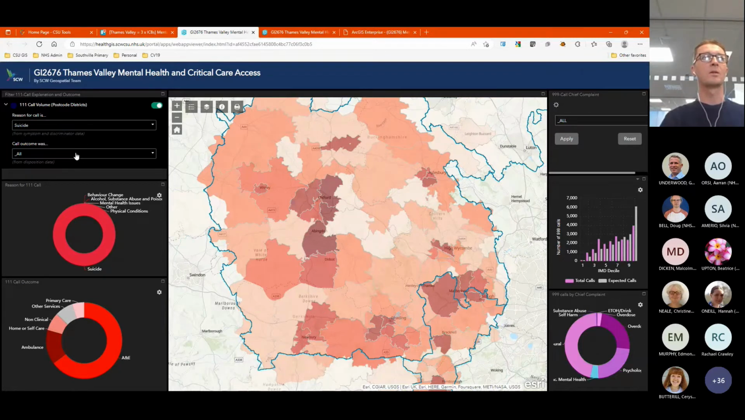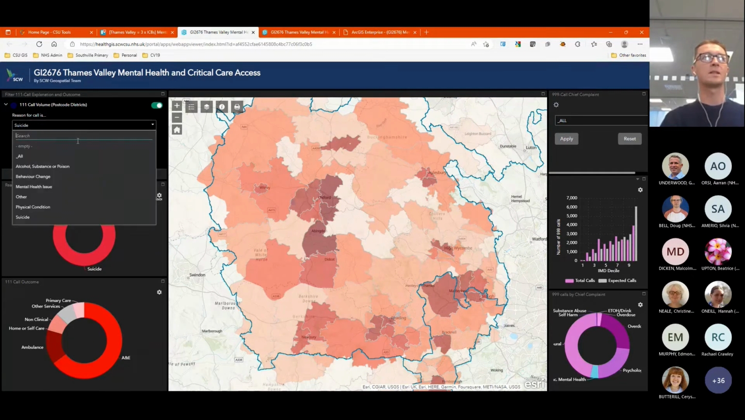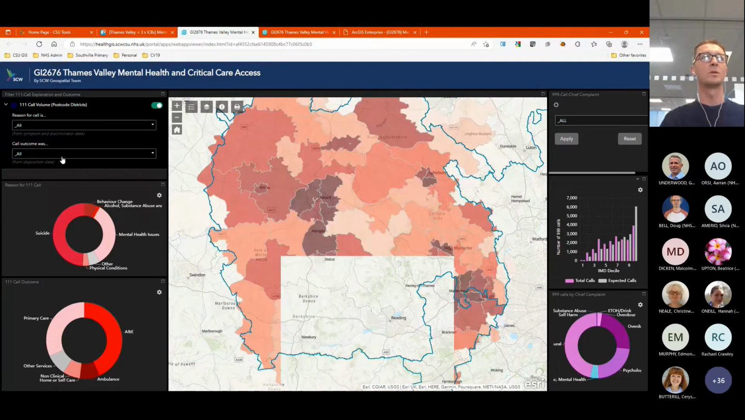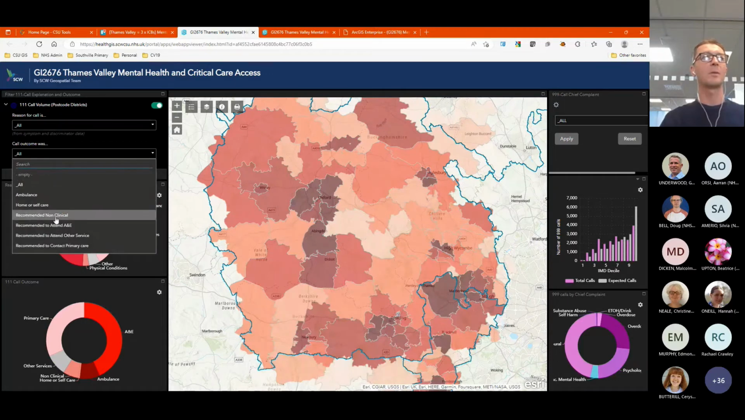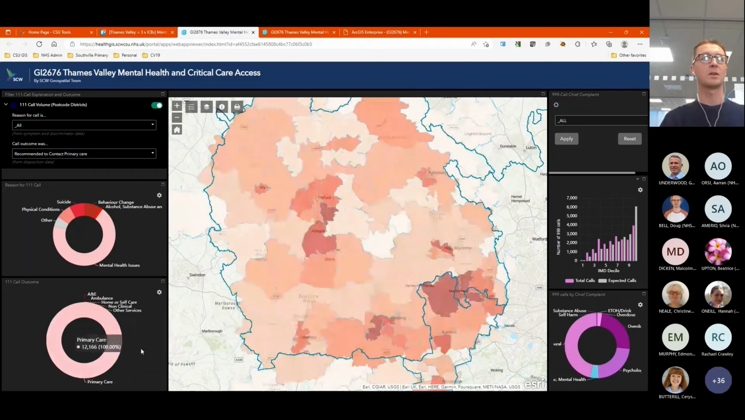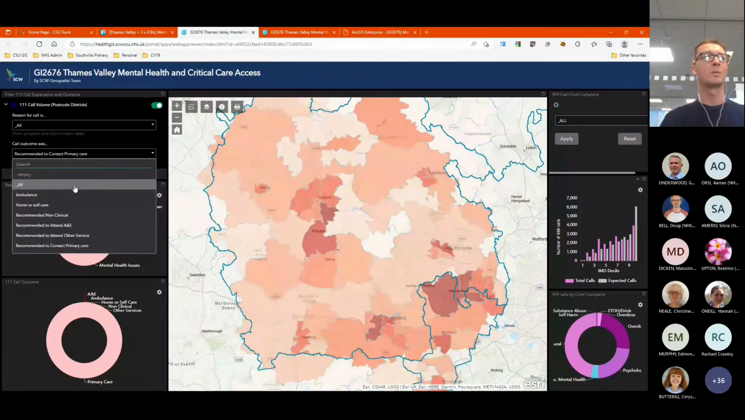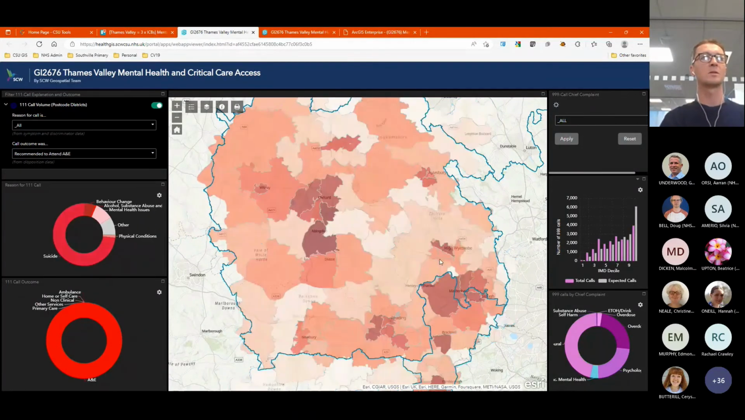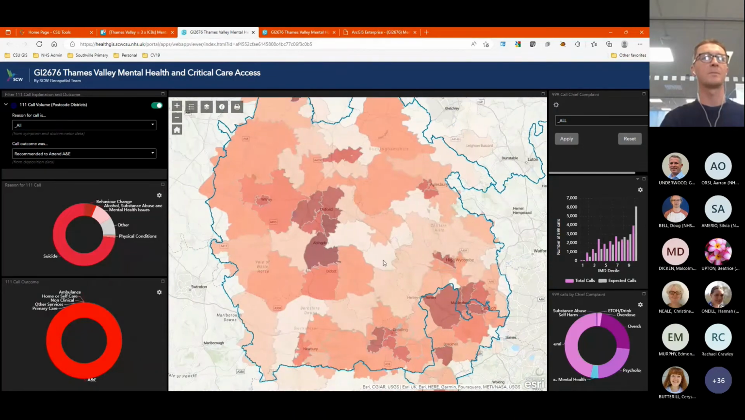You can also filter the call by the call outcome. So if we set reasonable call to all and say, let's have a map of what's being dealt with by primary care in the area. This donut chart changes to all primary care. And then in terms of the reasons for the calls, the largest one is mental health issues. Or what about what is causing busyness with A&E? Redraw that. So suicide is a large proportion of that.